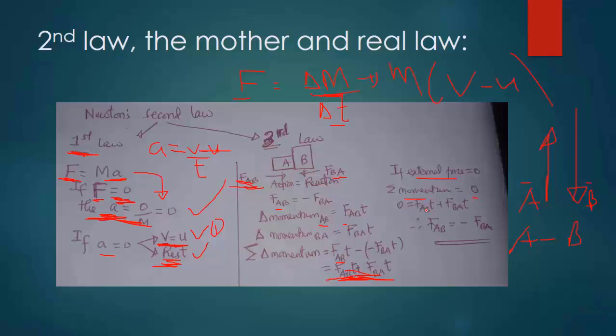Therefore, zero is equal to FAB times T plus FBA times T. So eventually, you come to realize that FAB T, if you take one to the other side, times T, times T, so T and T will cancel. We remain with FAB is equal to negative FBA. So you come to realize that this is the third law proved from the second law again. That way we have proved that the second law is actually the mother of all laws.